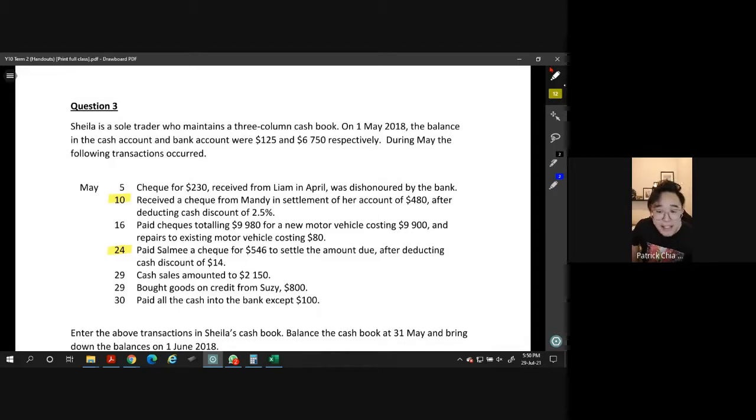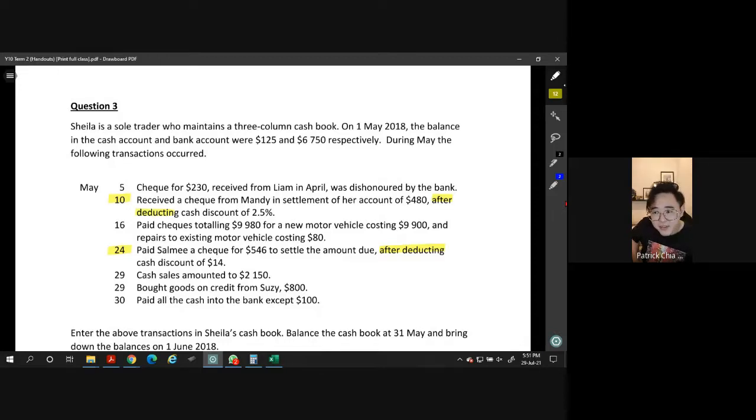Receive a check from Mandy in settlement. The word settle means they don't owe us anymore. Okay, so in settlement of her account of 480, after deducting cash discount 2.5%, 2.1%. 24, paid Sell me a check for 546 to settle the amount due after deducting cash discount 14. So can you see that both questions also have the word after deducting? Right? So let's look at 10 first. Can you guys tell me number 10? Do you think 480 is deducted or not? The 480.